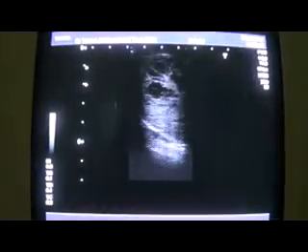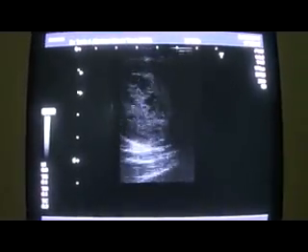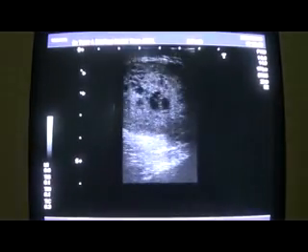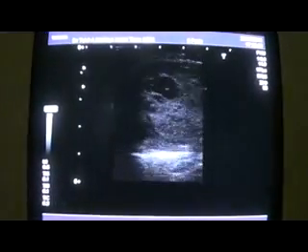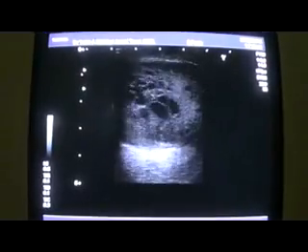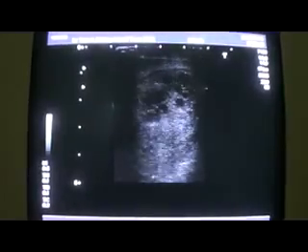In front of you is the right hemiscrotum of a 37-year-old male. He presented with a swelling on the right side of the scrotum that he noticed 3 days back, and this is what we are seeing. All of the testicular parenchyma is occupied by multiple cystic areas with internal echoes.